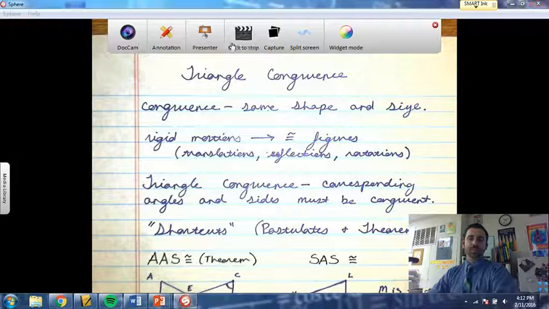In this video, we're going to talk about triangle congruence. So to begin, we have to talk about congruence in a general sense. Congruence means same shape and size. So two figures are congruent if they have the same shape and size.